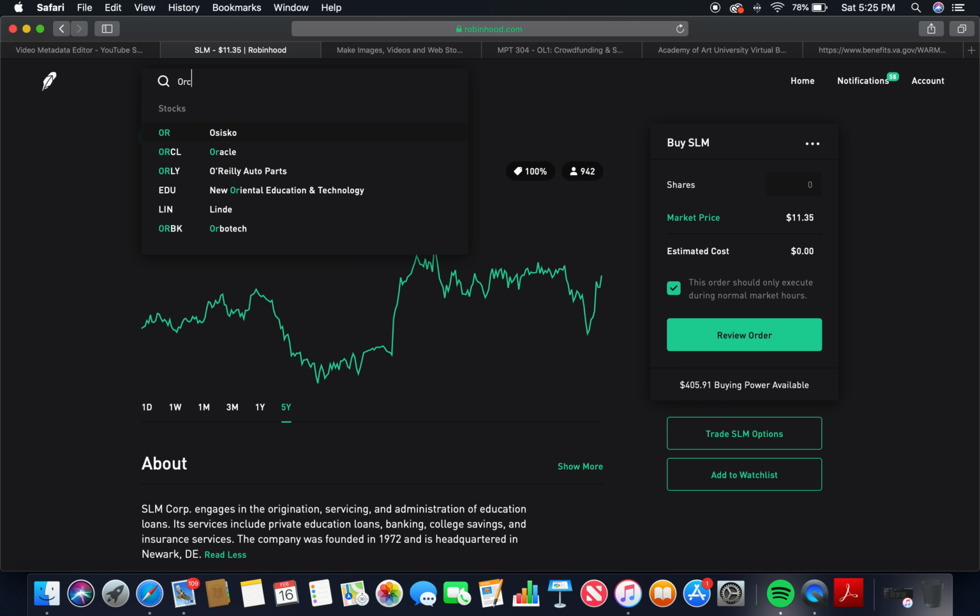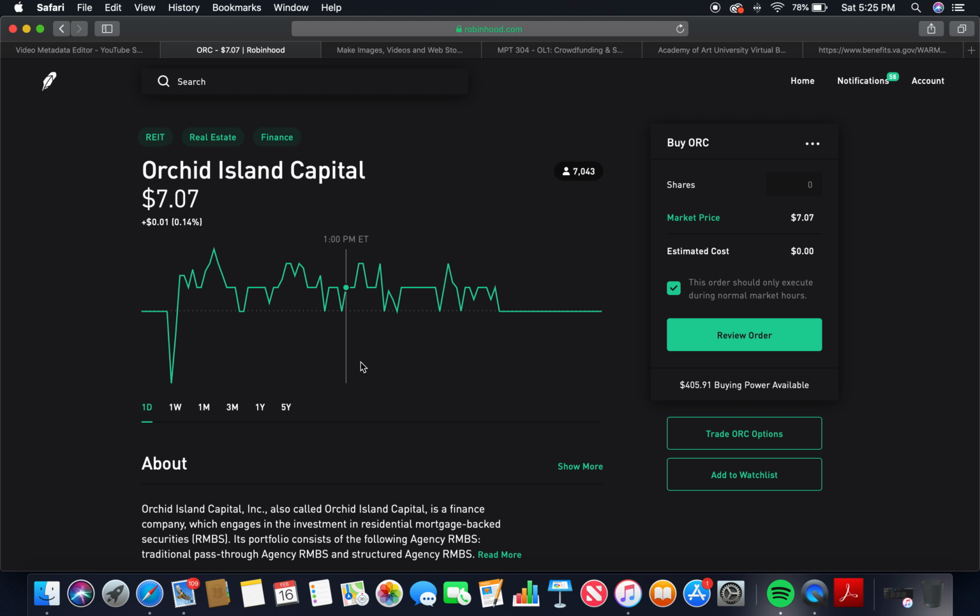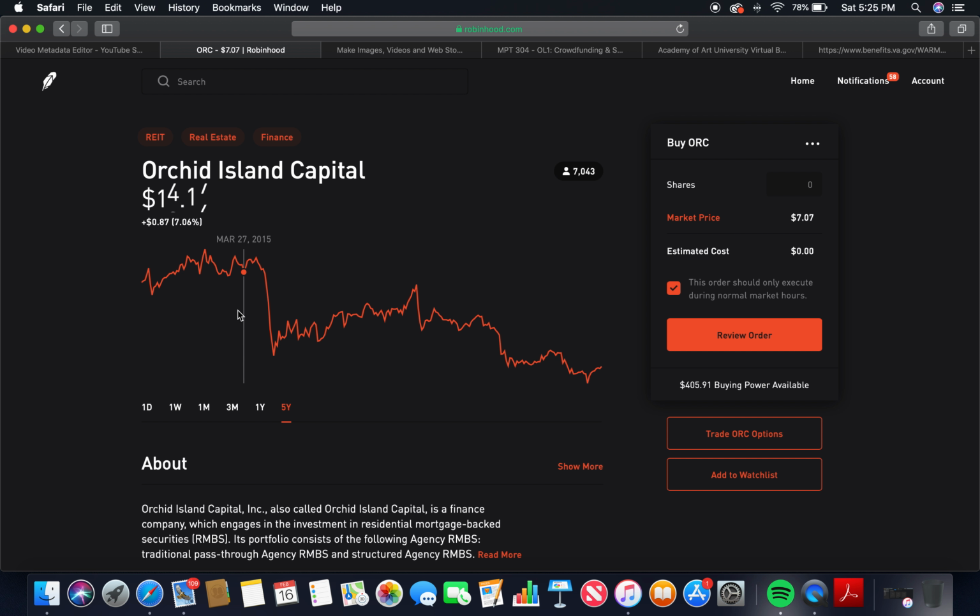The third finance company is Orchid Island Capital. Okay, let's look at the 5-year. It peaked on October 24th, 2014, at $14.68. Currently in a bear market. Current market price, $7.07.